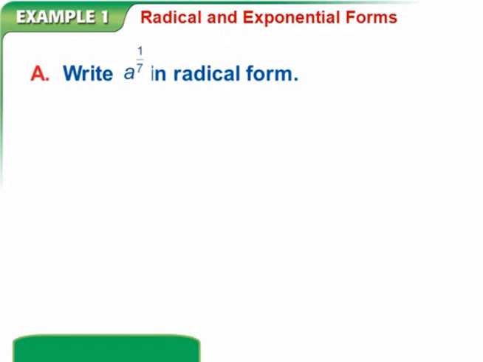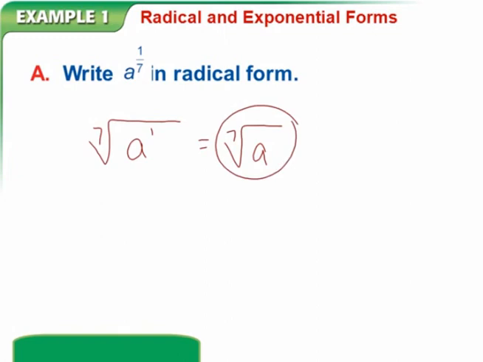Okay, here's our first example. Write a to the 1/7 in radical form. If you look back at our rules, we can see that for a fractional exponent of 1/7, the 7, which is the denominator, will go out in front, and the 1 is an exponent of a. We can write it like that, or we really don't need that 1, so we can just write it as the 7th root of a.